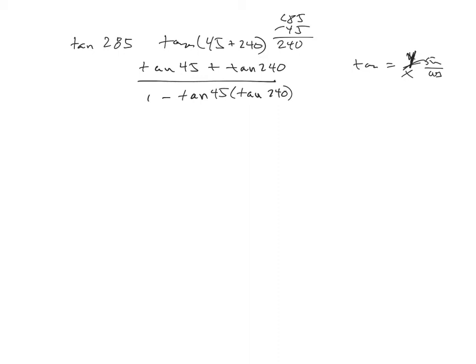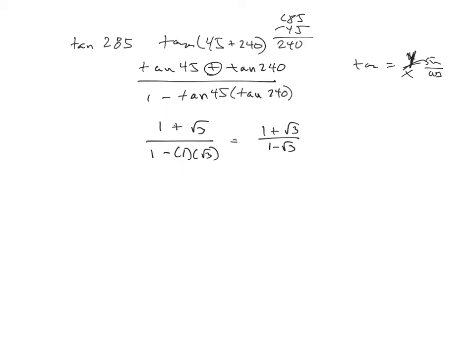We know the tangent of 45 is 1, and the tangent of 240, it's in that third quadrant, it's positive. So that stays positive, and then the tangent of 240 is the square root of 3. On the bottom we have 1 minus 1 times the square root of 3. So if we just clean this up a little bit, this is where we have.